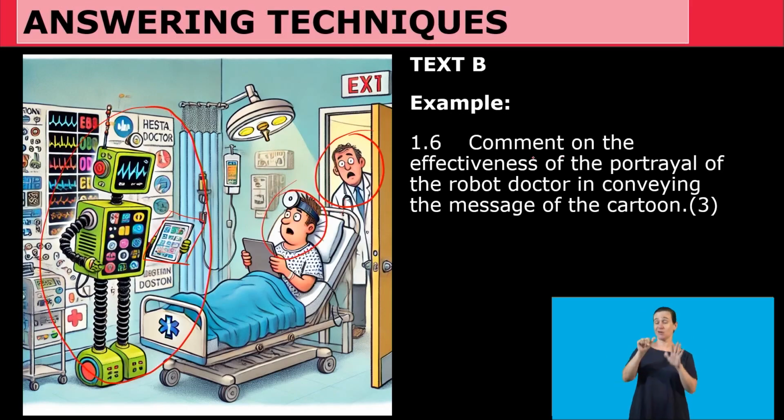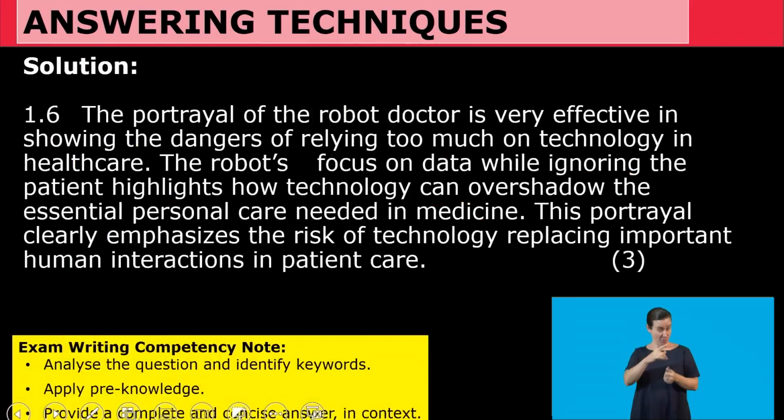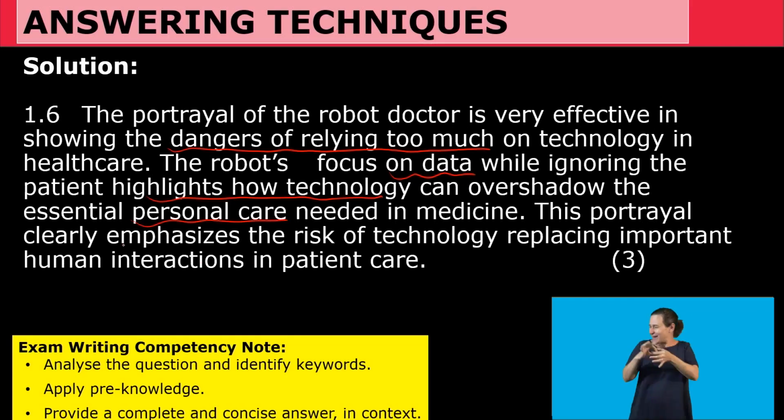The question 1.6 asks you to comment on the effectiveness of the portrayal of the robot doctor in conveying the message. So important, focus on the message, the robot doctor, and how that is effective. So it is very effective. It shows the dangers of relying too much on technology in healthcare. The robot's focus is on data while ignoring the patient, and this highlights how technology can overshadow the essential personal care needed in medicine. It clearly emphasizes the risk of technology in replacing important human interactions.